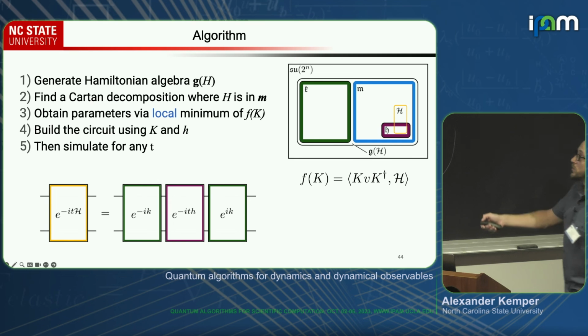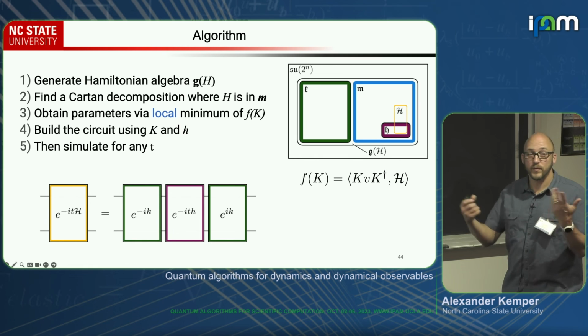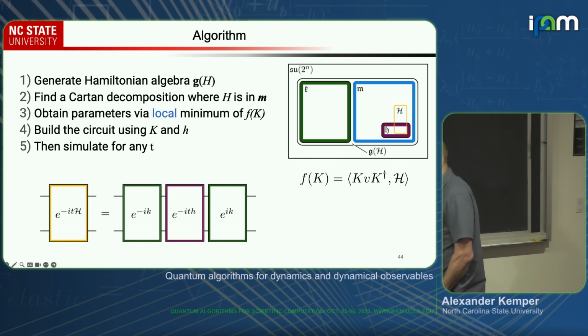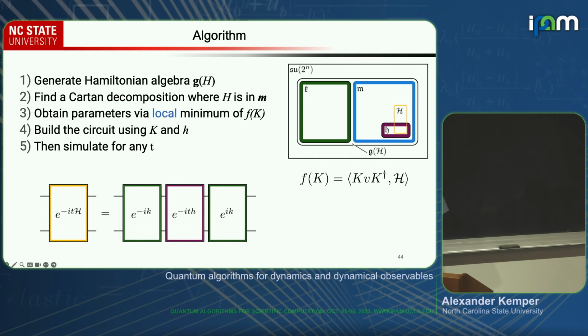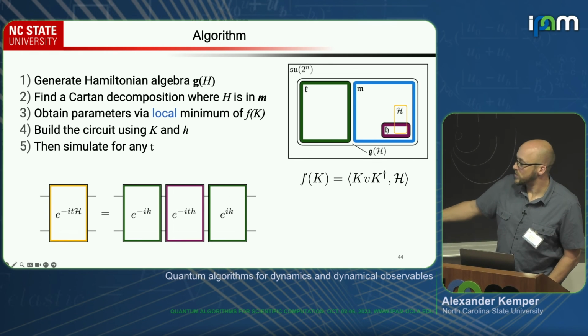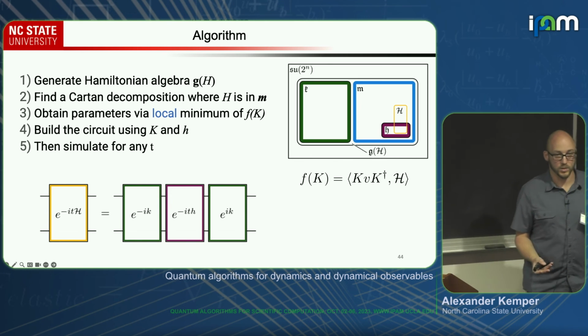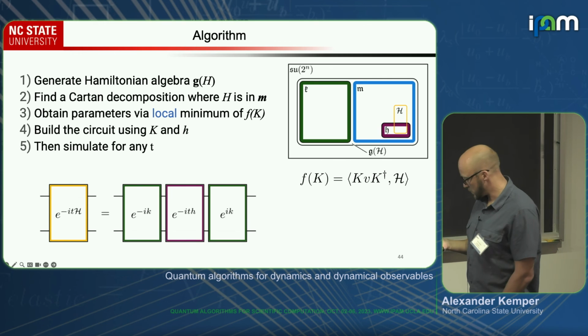So this is what you do. You generate the dynamical Lie algebra, you find a Cartan decomposition, you find parameters, you build your circuit, and then simulate for any time that you want. It may be a really, really deep circuit. The number of terms here is roughly the number of terms in your dynamical Lie algebra. So there may be an exponential number of them depending on what model you want to simulate. That's the one downside.